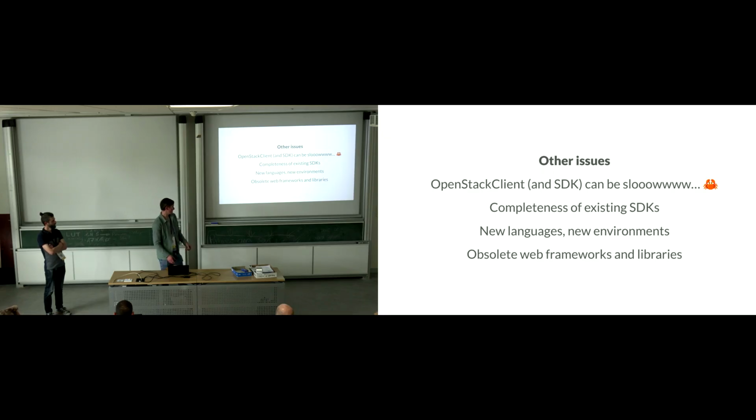And then there's other things like we've got new languages that are popping up the whole time. People want to be able to talk to their OpenStack cloud from whatever, Ruby, for example. Not that that's a new language, but some different language, or in a different environment that we're not currently supporting.